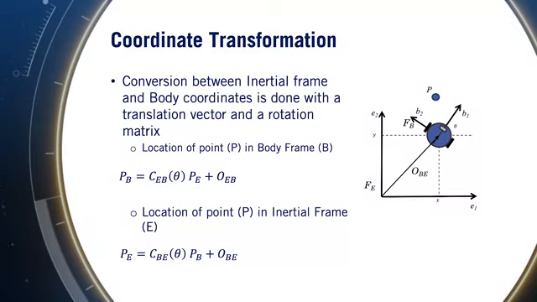Note that in general, to transform one point from one coordinate frame to the other, body to inertial and vice versa, requires two terms: the translation of the origin, O sub BE and O sub EB in this case, and the rotation of the axes, C sub EB and C sub BE.